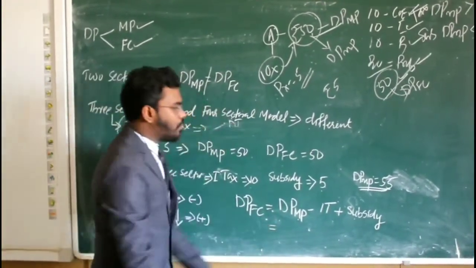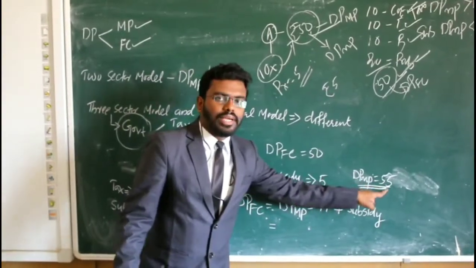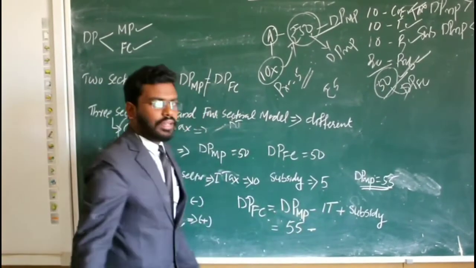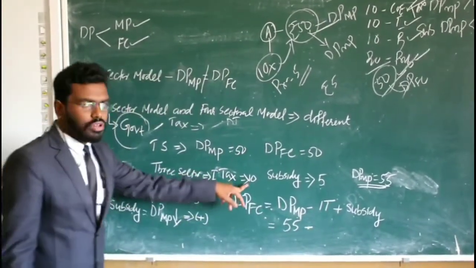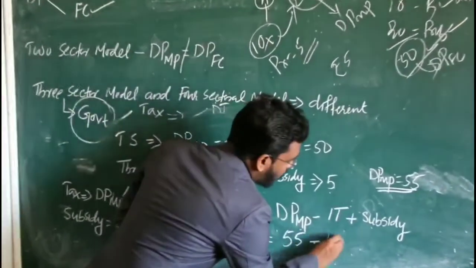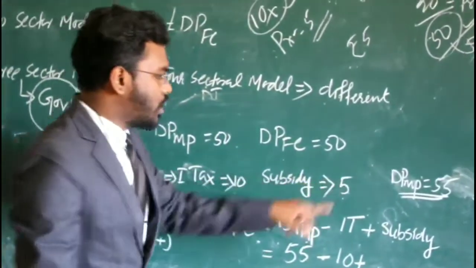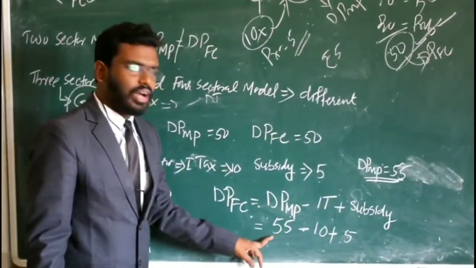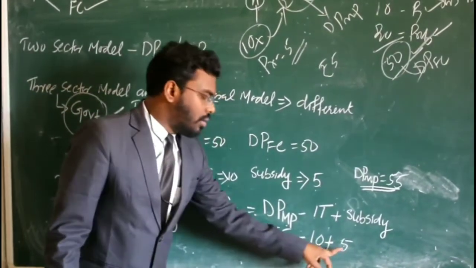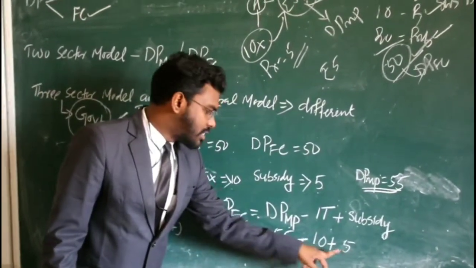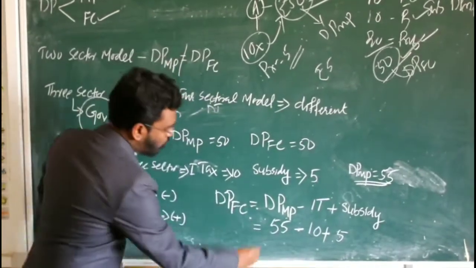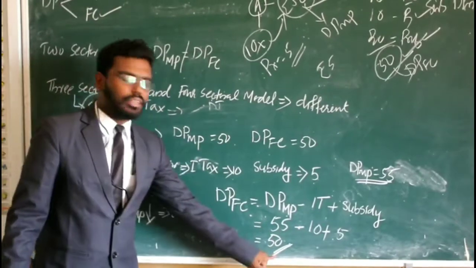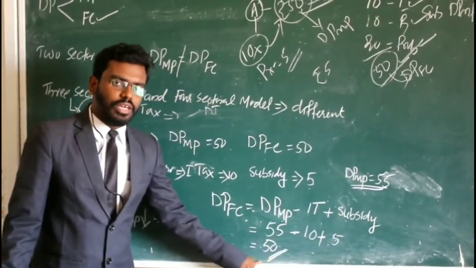So as per our example, domestic product at market price is equal to rupees 55, minus indirect tax, which is equal to 10, plus subsidy, which is equal to 5. So 55 plus 5 is equal to 60, 60 minus 10 is equal to 50. So domestic product at factor cost is equal to 50.